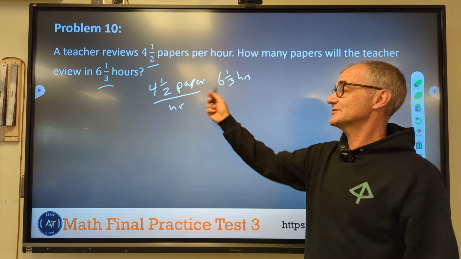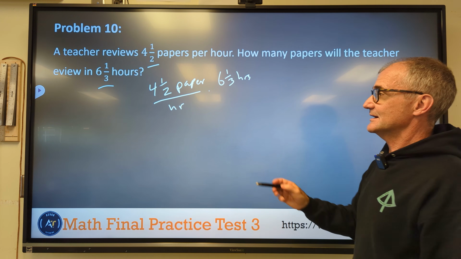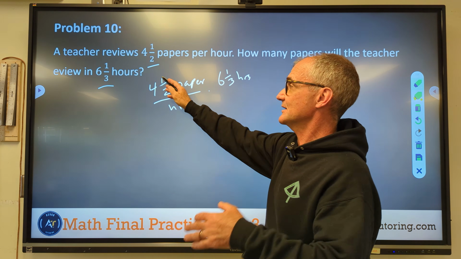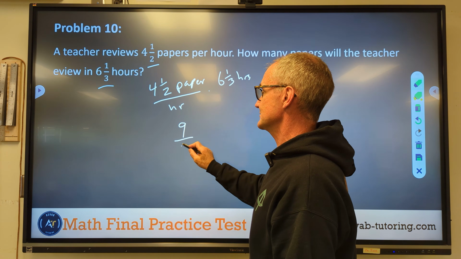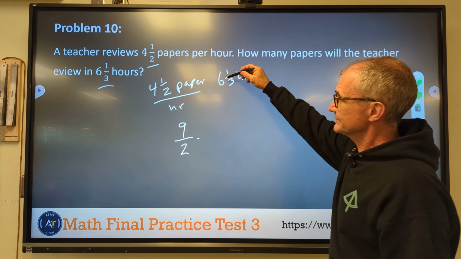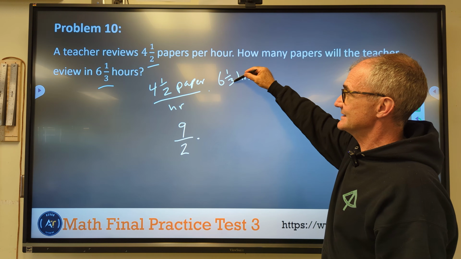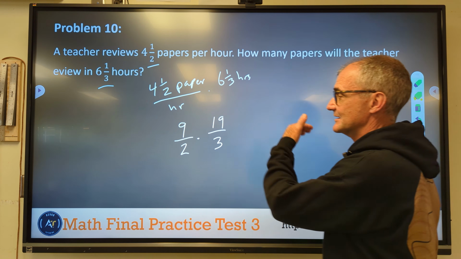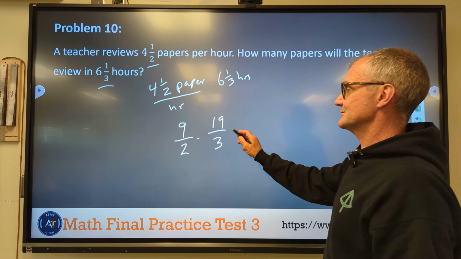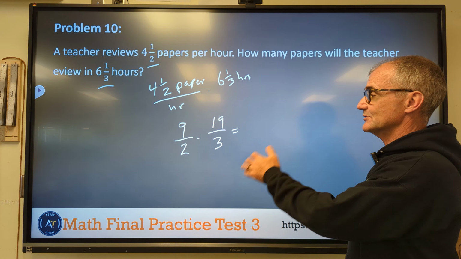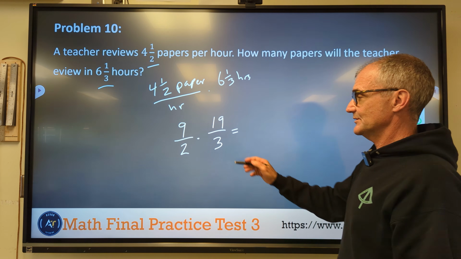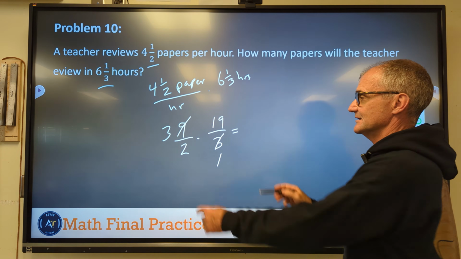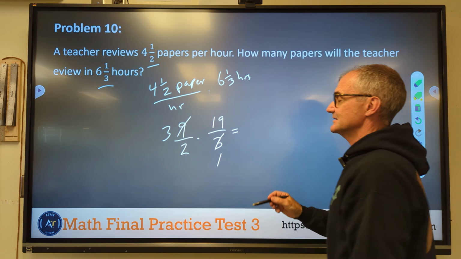It's going to be hard to multiply those mixed numbers, so I'm going to convert them into improper fractions. 4 times 2 is 8, plus 1 is 9. So I have 9 over 2 papers times 6 times 3, 18, plus 1, 19 over 3. I multiply across the top, across the bottom, and that's going to give me my answer. I could reduce after, or I could reduce now. It might be a little easier. 3 goes into here 1 time. 3 goes into here 3 times. 3 times 19 is 30 and 27.